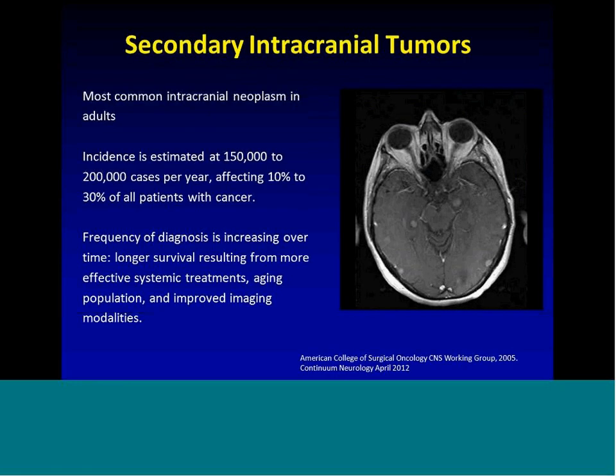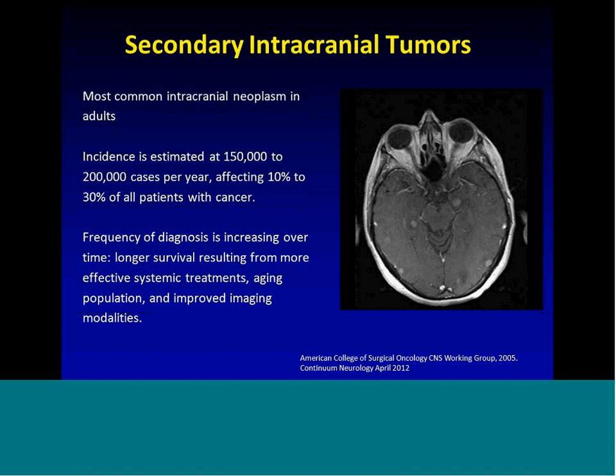The most common intracranial neoplasm in adults is a secondary tumor. If you really want somebody to talk to you about brain mets, go to Alvin Cabrera's talk, which is a really great talk with some really interesting information. It affects about 10 to 30% of all patients with cancer, and the frequency of diagnosis seems to be increasing over time.